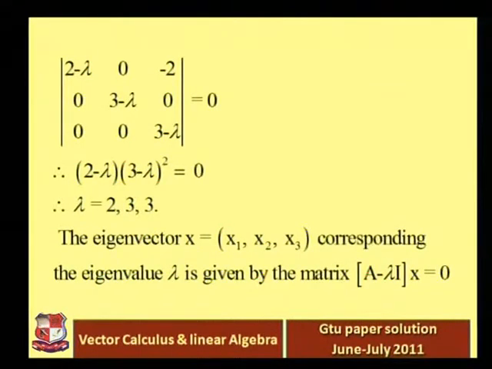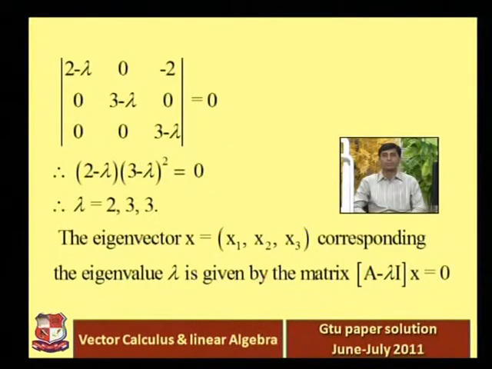Solving this determinant, we will get (2 minus lambda) into (3 minus lambda) squared is equal to 0. So we will get 3 eigenvalues: one is 2, second is 3 and third is also 3, right? Now we want to find the eigenvector corresponding to lambda is equal to 2 first. The eigenvector x is equal to x1, x2, x3 corresponding to eigenvalue lambda is given by the matrix A minus lambda I into x is equal to 0.